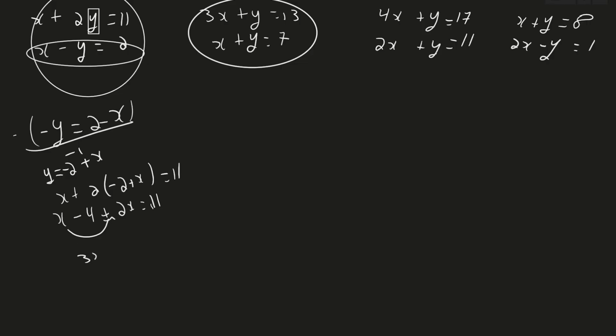We're just gonna add these two now. So it's just gonna equal 3x minus 4 equals 11, and we're gonna add 4 to both sides. So this is gonna equal 3x equals 15, because 4 plus 11 is 15. Divide both sides by 3, and we got x equals 5.